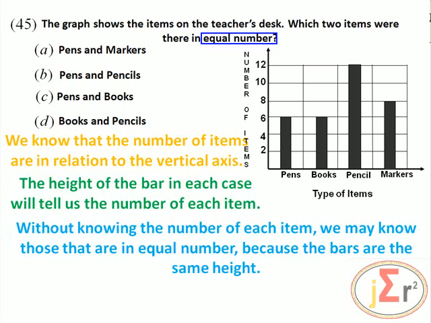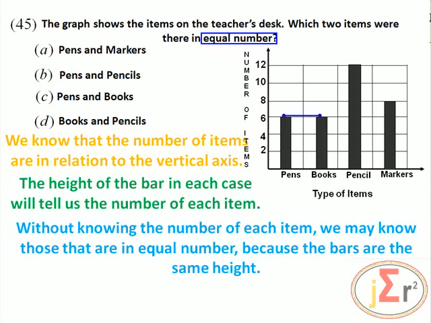So we don't have to count them. We don't even need to know the number of items. But we can look at the height of the bars. The ones that have the same height represent the items that are in the same number. So look at that. Which two bars are the same height? Those representing pens and books.